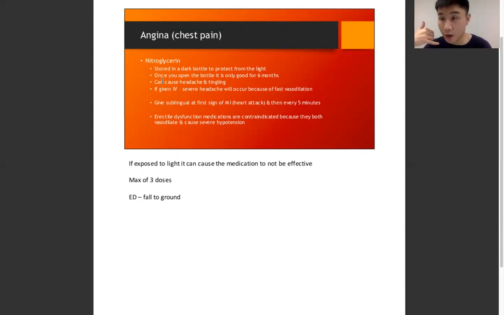Immediately call 911, and then we take the second dose after 5 minutes of the first dose if the pain is still there. After the second dose, which we should have called 911 already after the first dose, while we still have the sensation of pain, we wait 5 minutes, and if there's still pain, we take the third dose of nitroglycerin. And that's it. Maximum is only 3 doses.